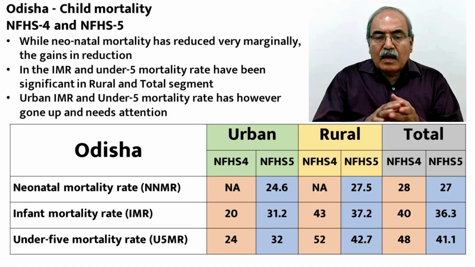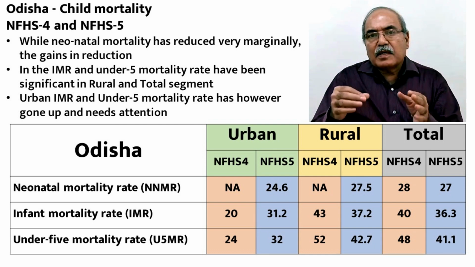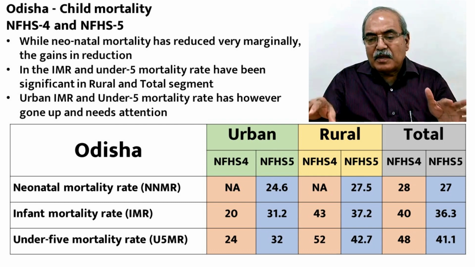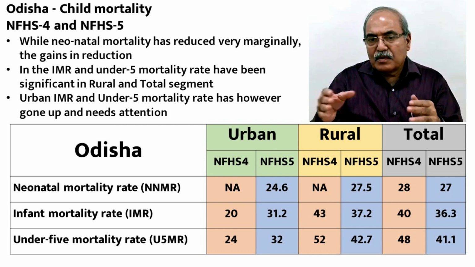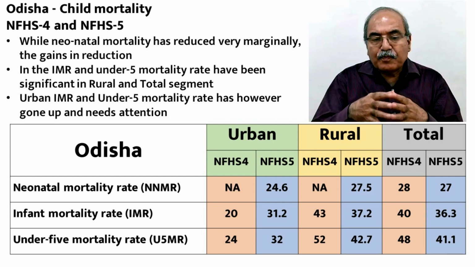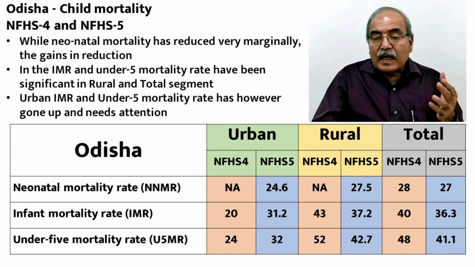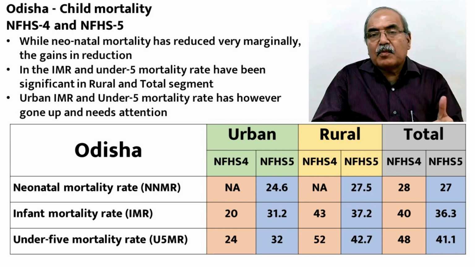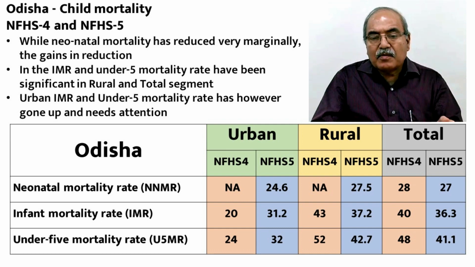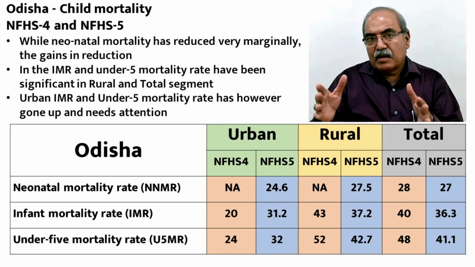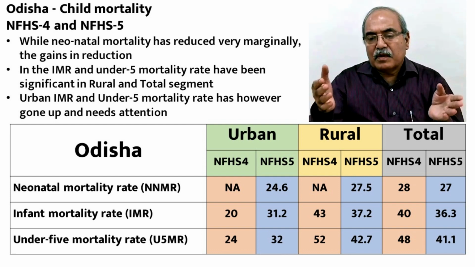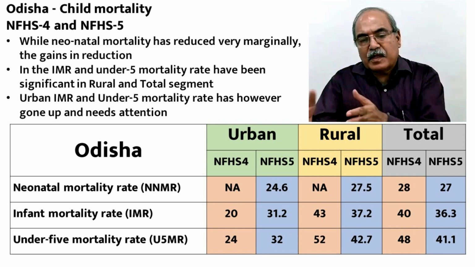How has the story unfolded in the mortality regime? Now let us look at Odisha's figures. Neonatal mortality has reduced very marginally from 28 to 27, so it's not much of a reduction. But the gains in reducing infant mortality and under 5 mortality have been significant in the rural segment, and since rural predominates, it's also significant in the total segment.